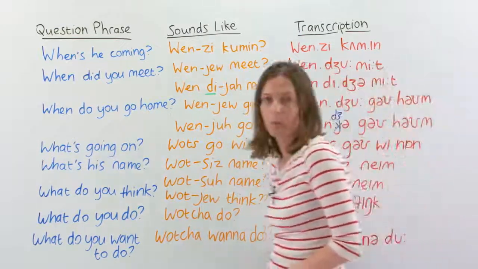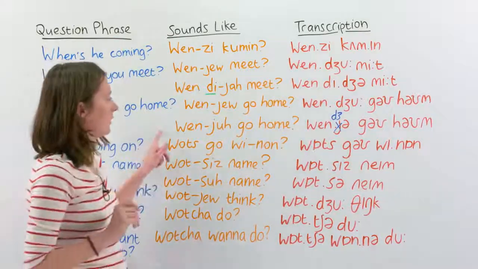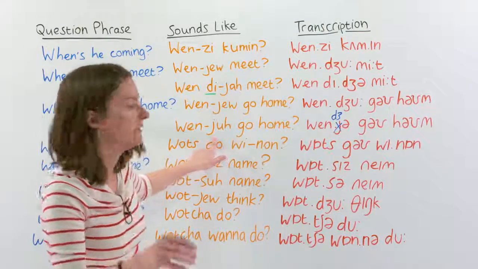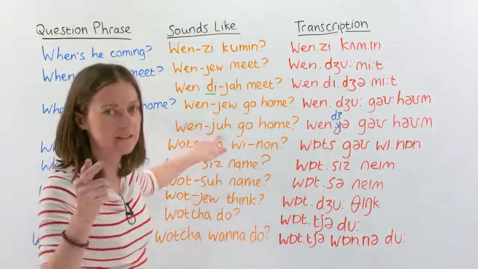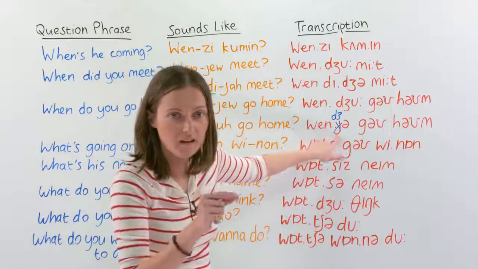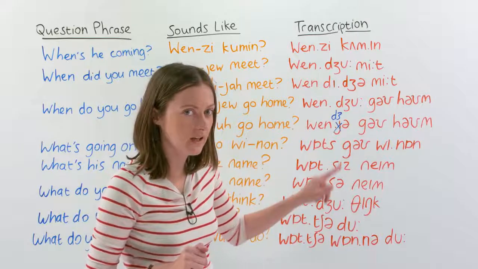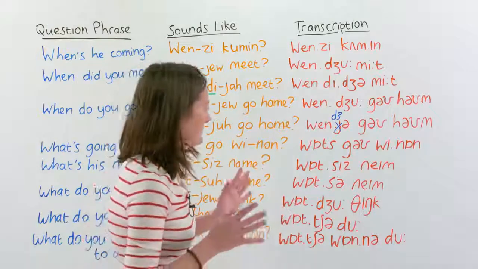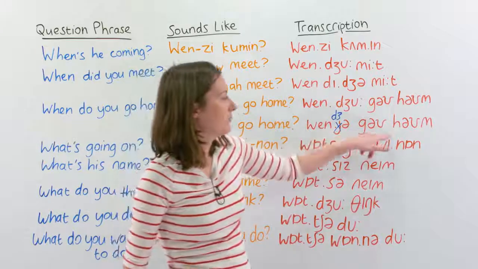When do you go home? Why did I make that mistake there? Because when I've written how to say it, I'm using the letter J: Wenja. I can read that, that's easy. But in IPA, the J is a different sound. It's Y, not J, it's Y. So it's an easy mistake to make and a common mistake to make, something you have to learn. When do you go home?